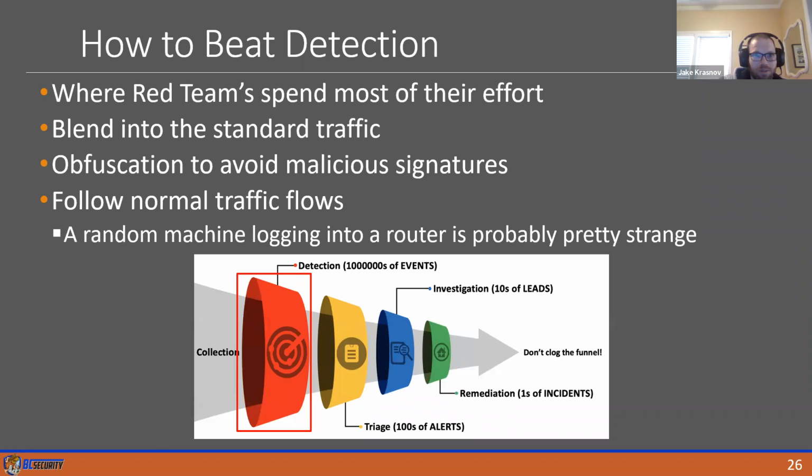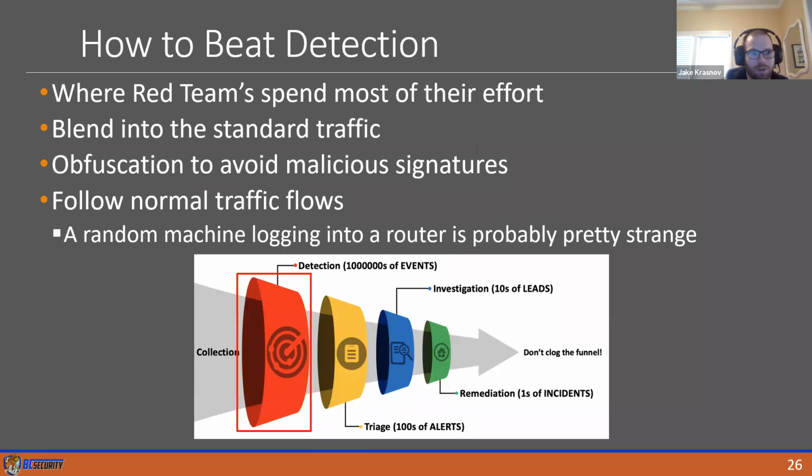So avoiding detection is where we spend most of our time as a red team, through obfuscation. We want to either blend into standard traffic or obfuscate to avoid signatures. Following normal traffic flows is really important. I think there's been a lot more awareness about this in the red team community now. A random machine logging into a router is probably not normal behavior.